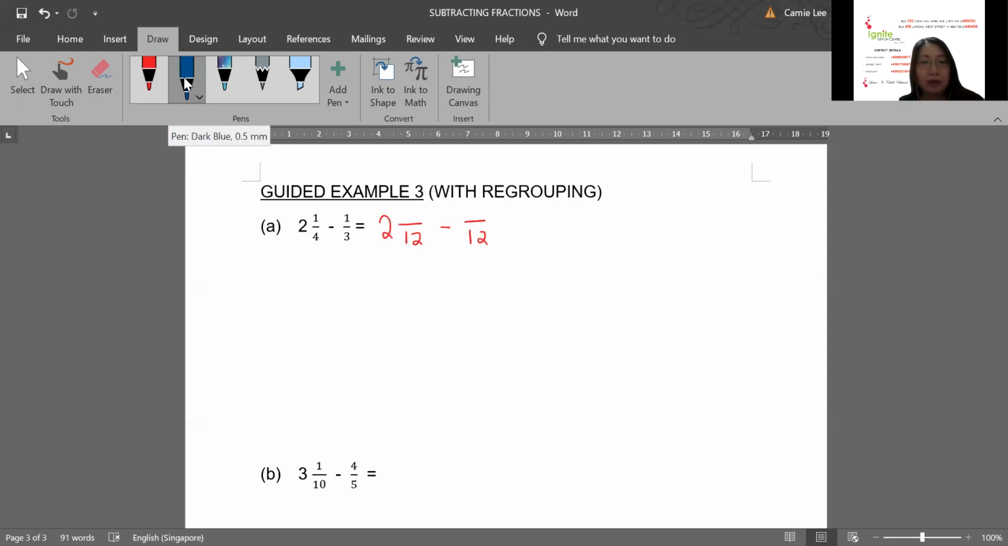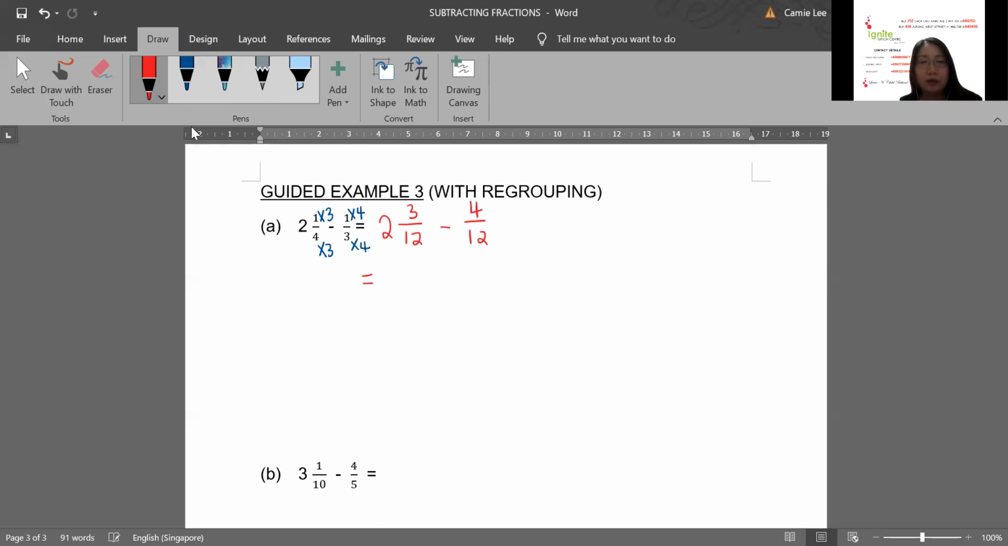To multiply, you multiply 3 times 4 to get 12. Multiply 3 to the numerator as well. 3 times 4 is 12. This one is also times 4. 1 times 3 is 3. 1 times 4 is 4.